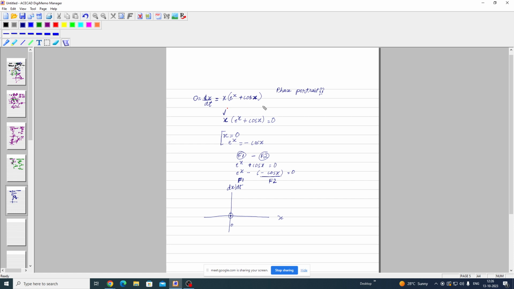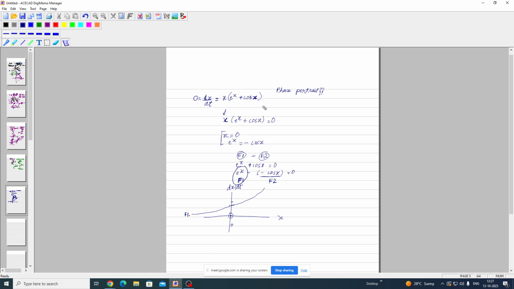So let's plot function 1 first. Function 1 is e to the power x. How does e to the power x look? When x is equal to 0, it's equal to 1. Let's say 1 is here somewhere. And as x increases to plus infinity, it rapidly increases, literally undergoing exponential growth. And as x reduces to minus infinity, it undergoes a decay. So this is my function 1.